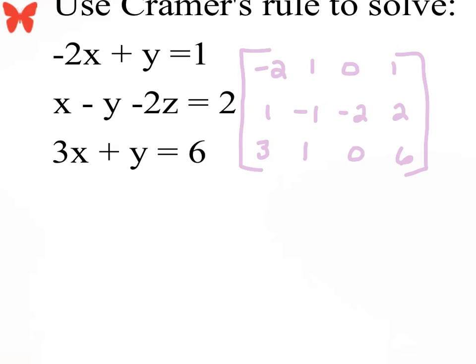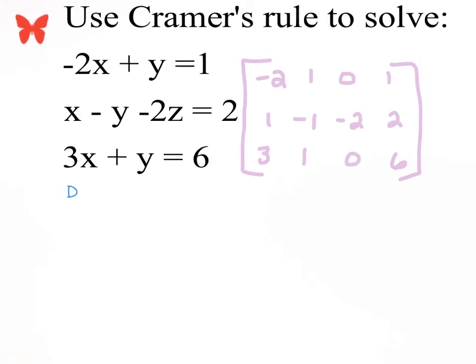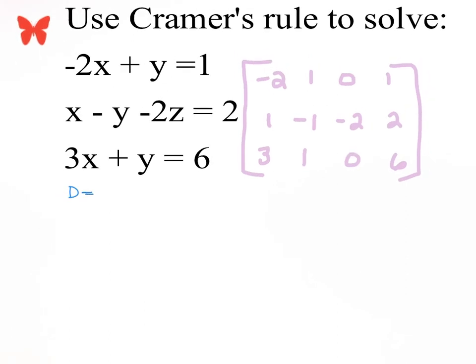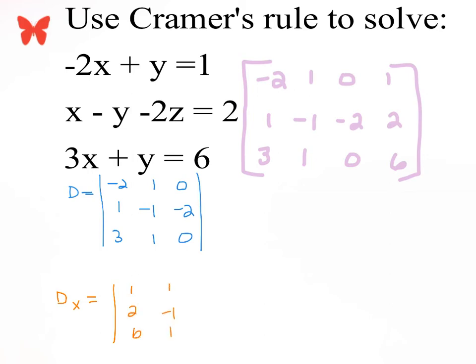So the first one I'm going to find is D, which is the x's, y's, and z's. The first 3 columns. -2, 1, 0, 1, -1, -2, 3, 1, 0. And then I'm going to find D sub x. So I take out the x's and in its place put the constants. 1, 2, 6, and then do the y's and the z's.